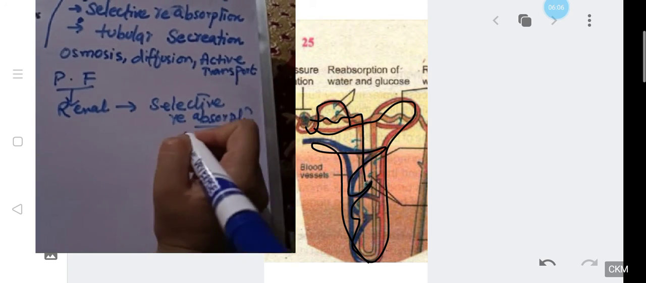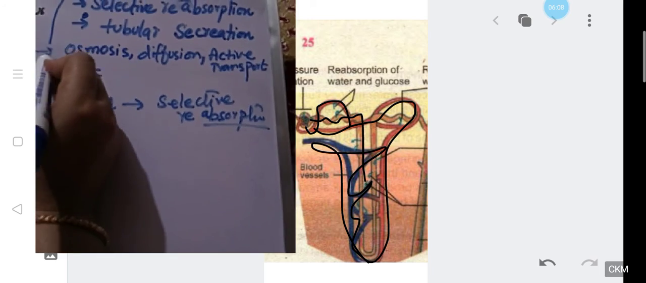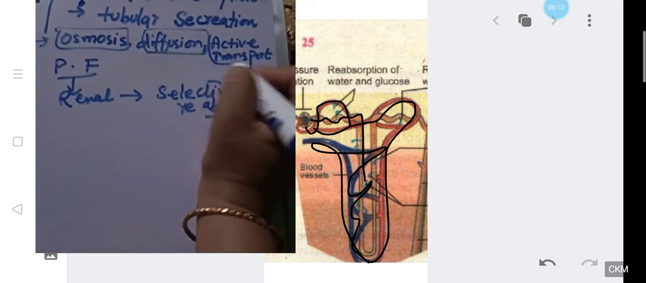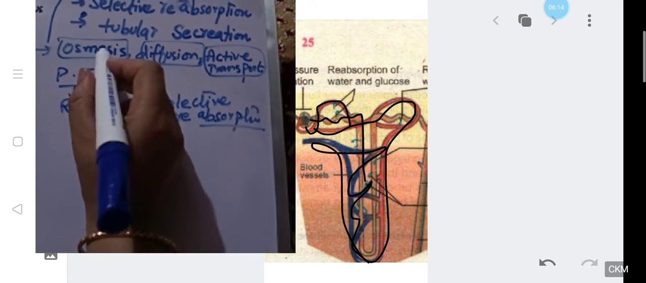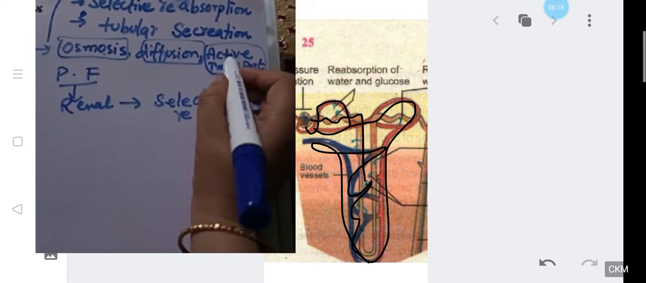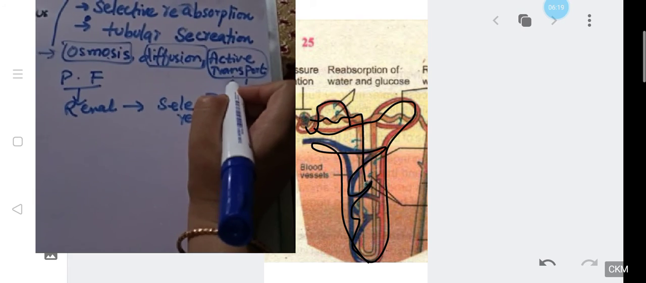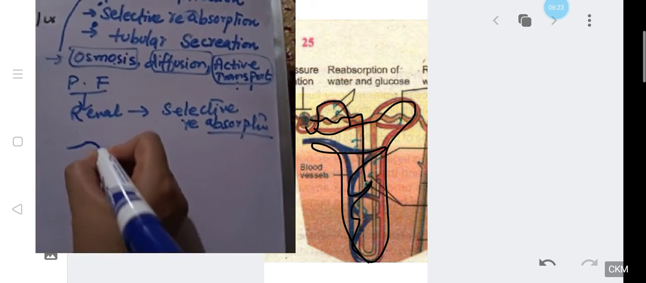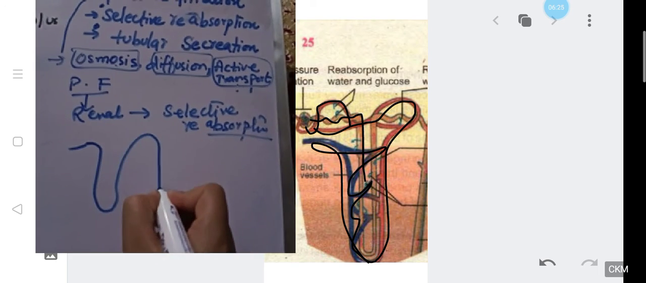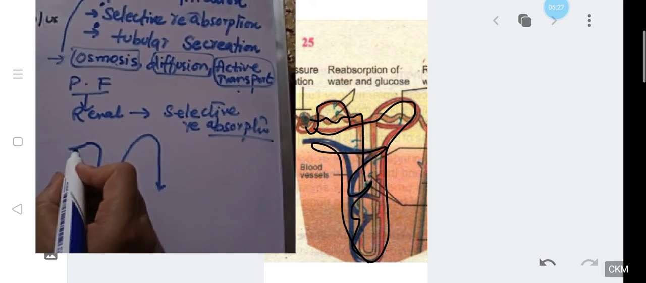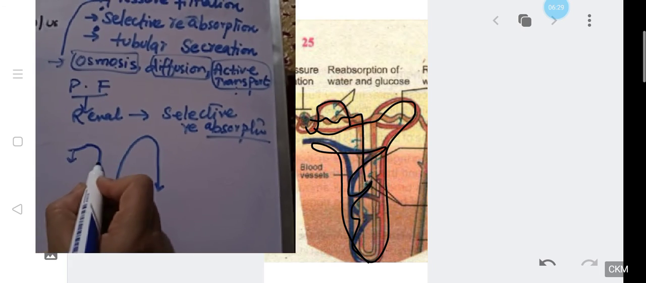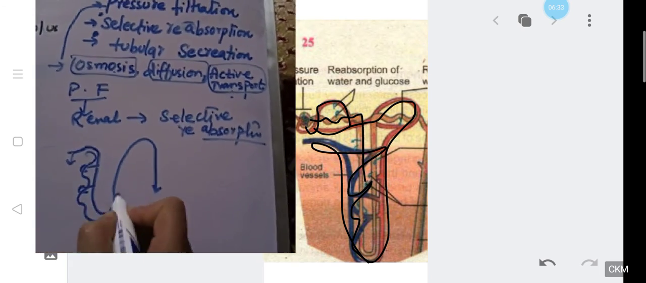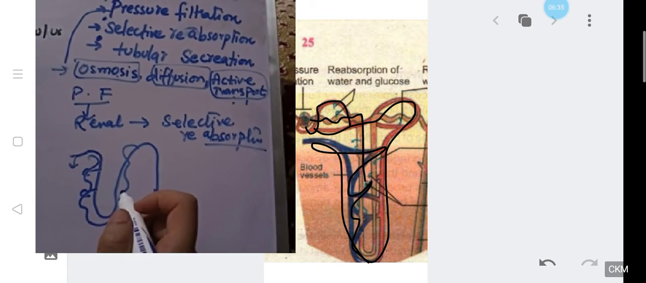But for the selective reabsorption, how will it occur? It will obviously occur by the help of osmosis, diffusion, and active transport. The waste material from the blood will be transferred towards the collecting duct. But the material which is required by the body, like glucose, salt, and electrolytes, will be reabsorbed by the network of the capillaries. Students, are you getting my point?